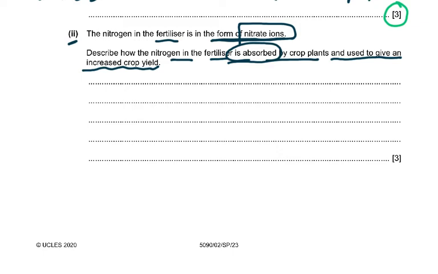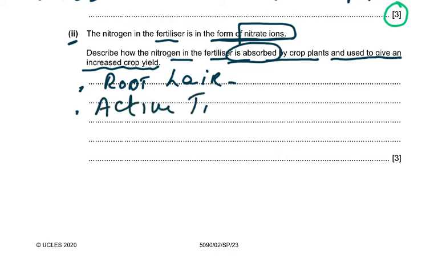Now that's very simple. Where is it absorbed? It's absorbed in the root hair. You can't just say root. So the root hair cells, that's where it is absorbed, and this is absorbed by active transport. So look at the marks of it. The marks were 3. So you said absorbed in the roots. Well, I can't give you a mark, but you said active transport, or you said against the concentration gradient, or you said down the concentration gradient. All will get you this 1 mark for active transport because you're explaining it.